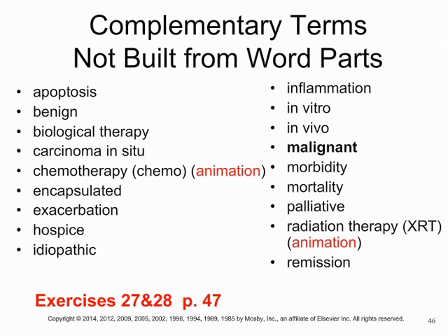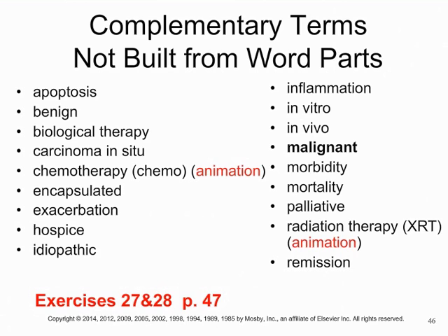Biological therapy, and this is a treatment of cancer with biological response modifiers. Really, this just means that you are treating cancer with some type of biological substance, whether it's a drug or chemo, for example, which is another term. You could be using radiation, other things like that.